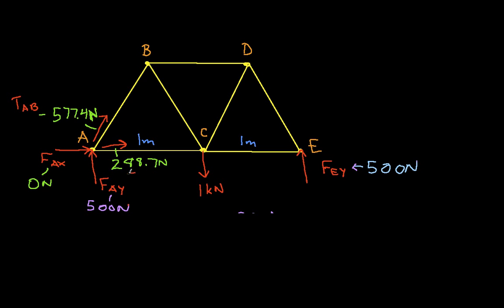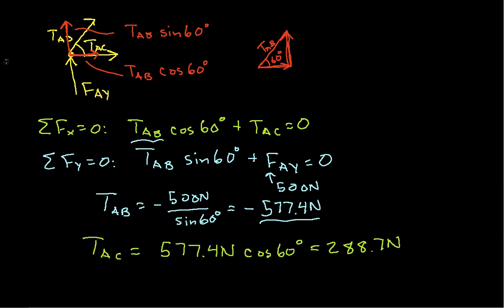So this is TAC. The next joint we'll look at is joint B, and we know that here we'll have a tension TAB, which we've already found. So we'll use joint B to find TBC and TBD. And so let's do that.